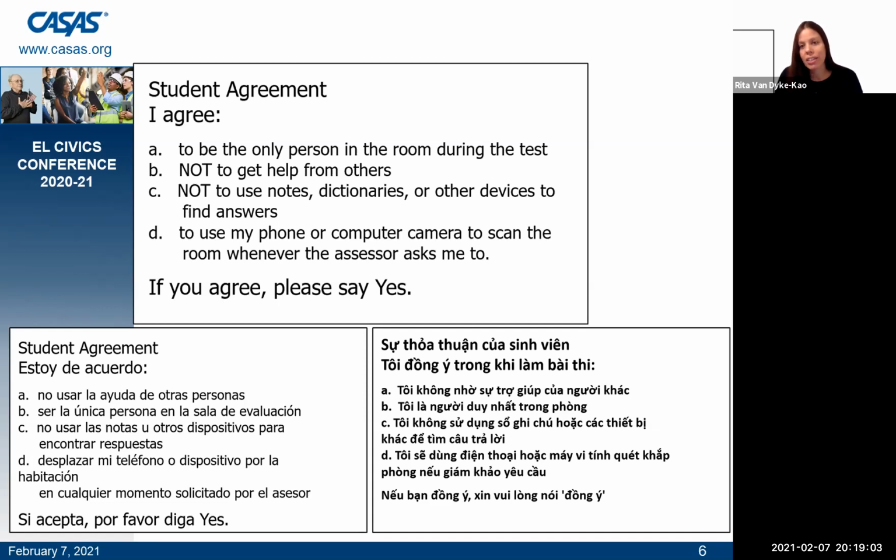If they don't agree, well, unfortunately, then you can't test them remotely. So you need to find another solution. But with our students, I don't think anybody said no, maybe one student. So I hope that's also true for your situation. And we decided it's a good idea to translate this agreement, especially for our lower level students in ESL. Our largest populations are Spanish speaking students and also Vietnamese speaking students. And so you can also see the Spanish version and the Vietnamese version on the bottom of your screen.